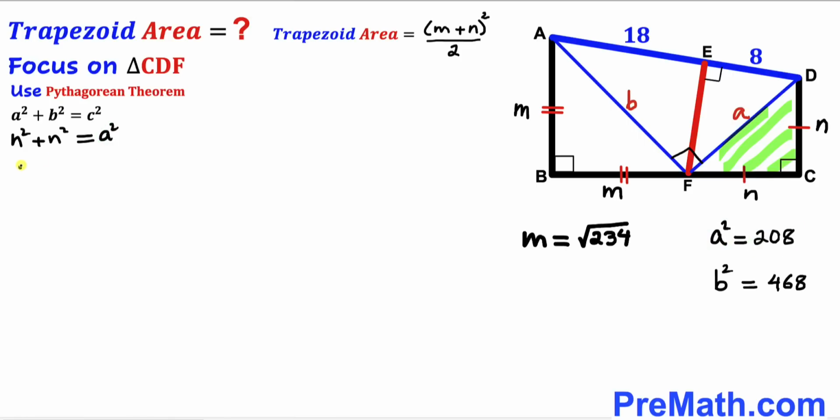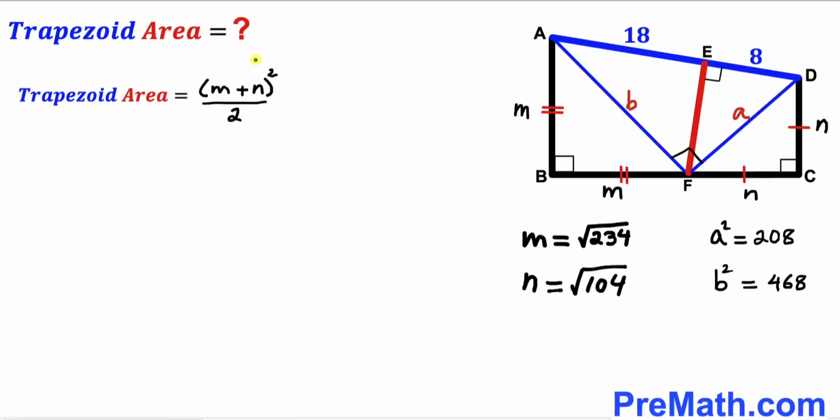So therefore we can write 2 times n square equals 208. Let's divide both sides by 2. So therefore our n square value has got to be 104. And now I'm going to undo this square by taking a square root on both sides. So therefore our lowercase n value turns out to be square root of 104. And here's our final step.